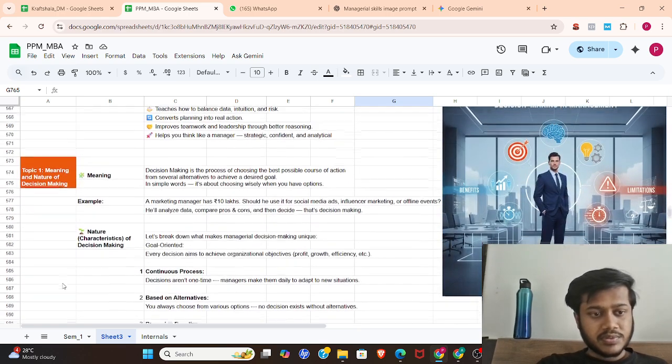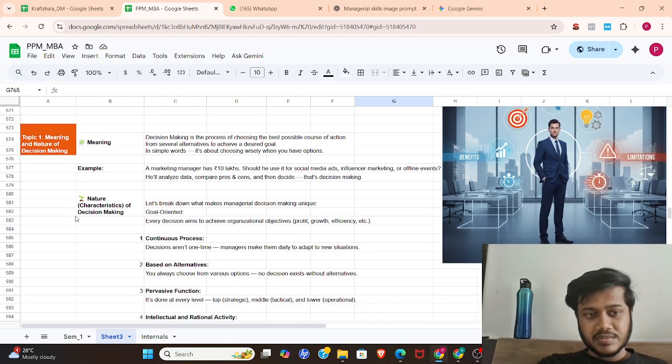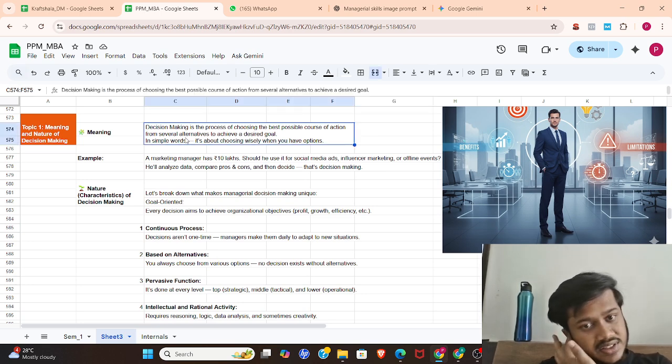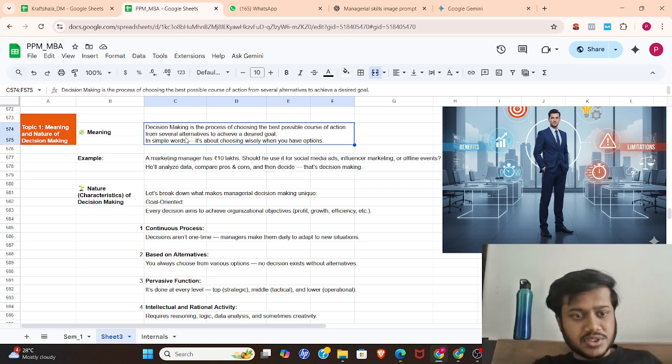Now, moving to the first topic of this unit, the meaning and nature of decision making. First of all, let's understand its meaning. Decision making is the process of choosing the best possible course of action from several alternatives to achieve a desired goal. In simple words, it's about choosing wisely when you have options.